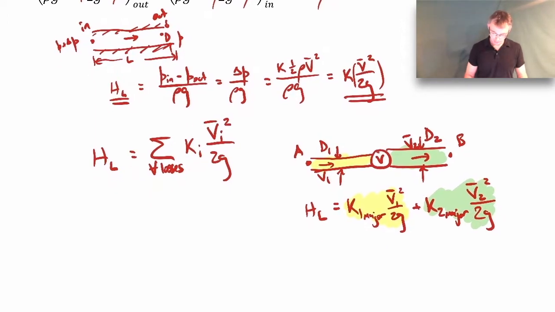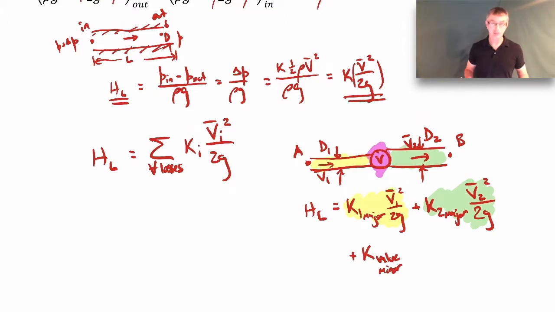And then I have one additional loss here, which I'll highlight in this pink color, and that's the loss where the valve is. That's a minor loss, so we'll just call this K valve minor, just to indicate that it's a minor loss. The way we find the loss coefficient for that valve is we typically look it up in a table. When you put those values in a table, they tell you what velocity to use. For a valve, it's typically the velocity just upstream of the valve. So in that case, the velocity head there would be V1 bar squared over 2g.